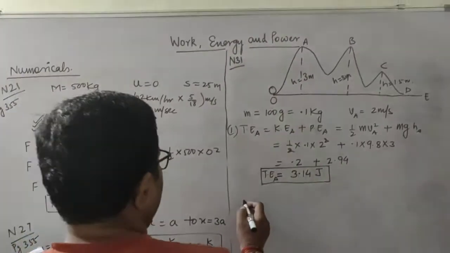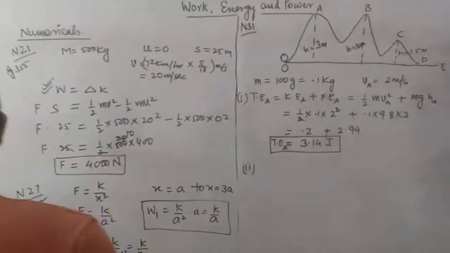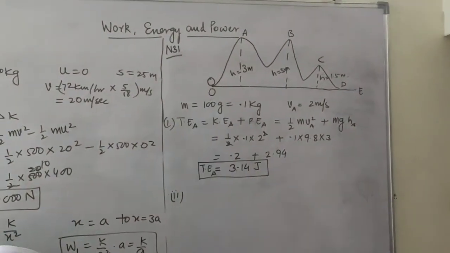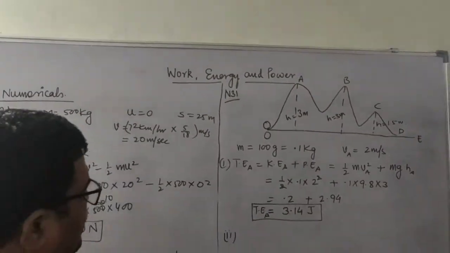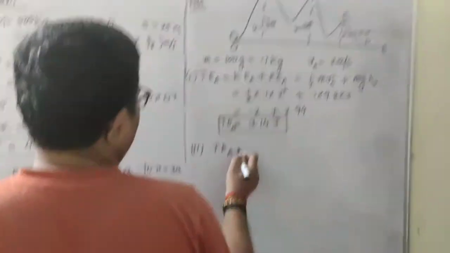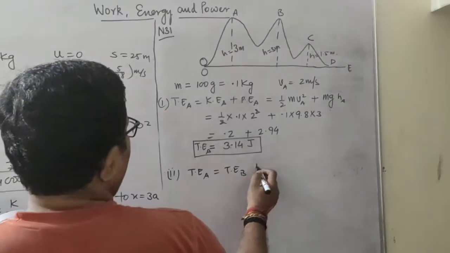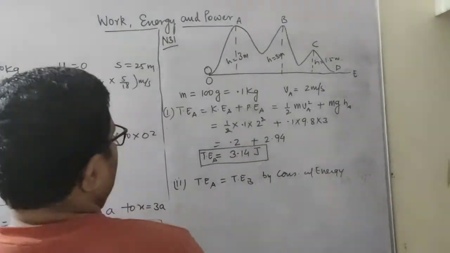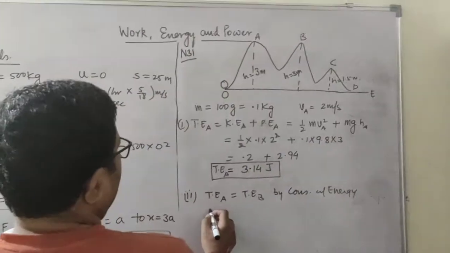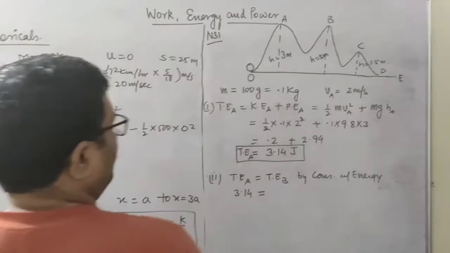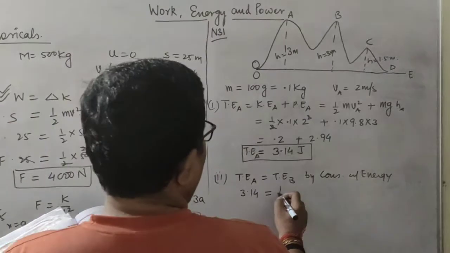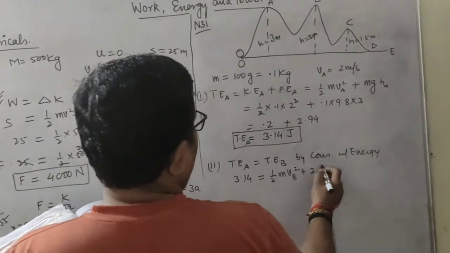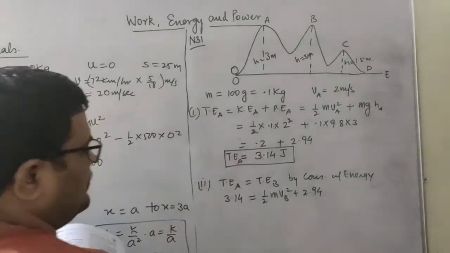Now the second part. What is the velocity of the ball at B? So you have to find the velocity of the ball at B. Total energy at A is equal to total energy at B by conservation of energy. So total energy at B is 3.14, which is equal to half mVB square plus 2.94, that is because of this height, potential energy.